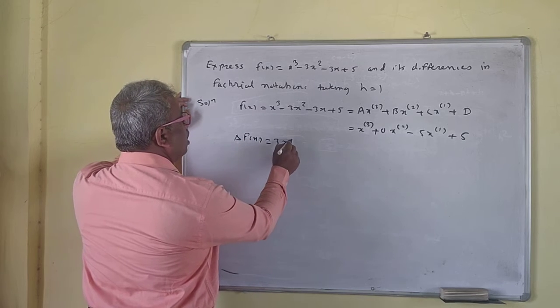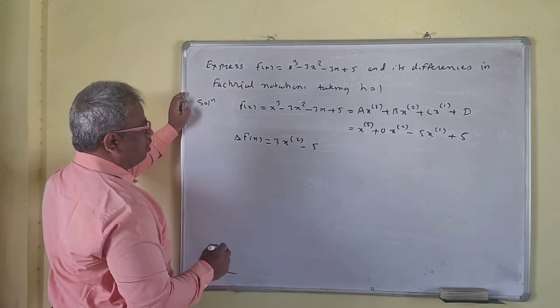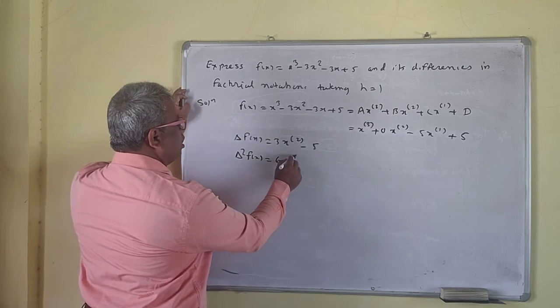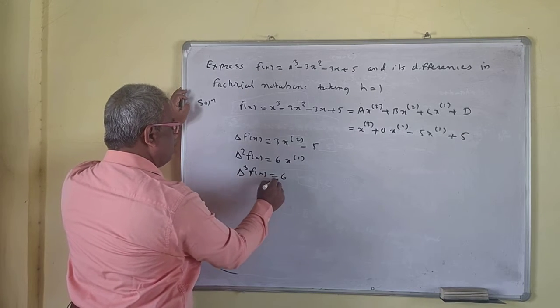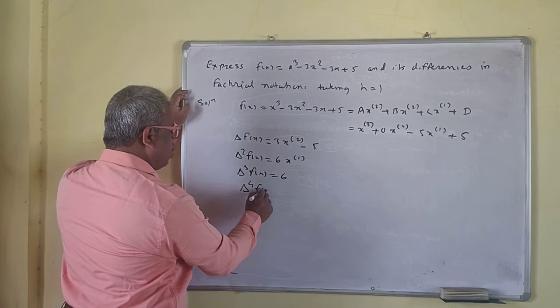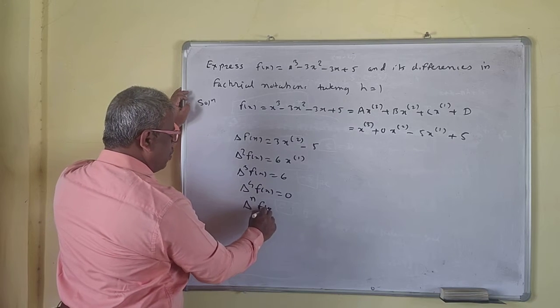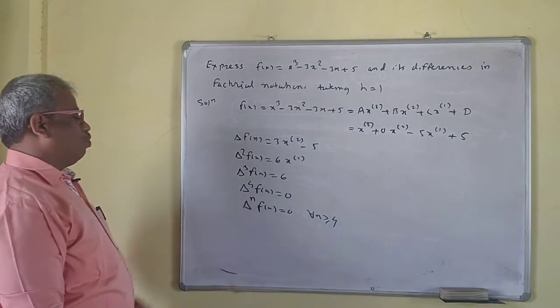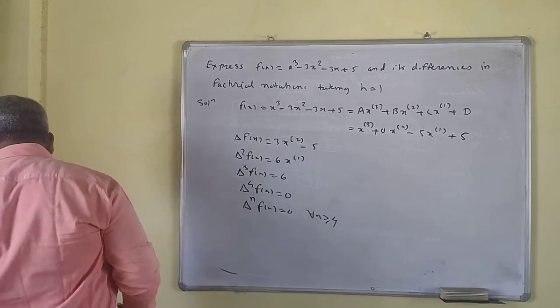Okay. So this is f of x. So del f of x is 3x to the power 2 minus 5. Okay. So del square f of x is 6x to the power 1. So del cube f of x is equal to 6. Del to the power 4 f of x is equal to 0. Del to the power n f of x is equal to 0 for all n greater than or equal to 4. Okay. So now the problem is over.